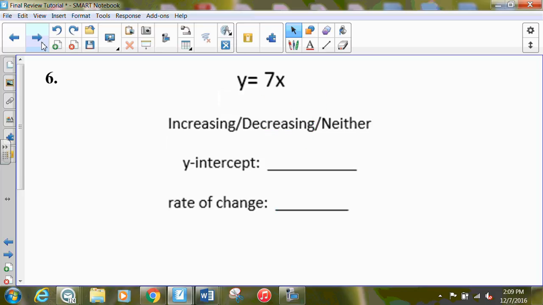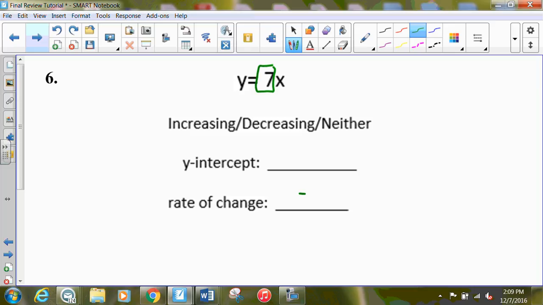Okay, same thing here. We notice right away that we have the slope, or the rate of change, of 7. And since 7 is positive, that means it's increasing. And when I go looking for the y-intercept, the number that's supposed to be here, I'm like, oh, it's not there, it's missing. Well, whatever's missing is 0, right?